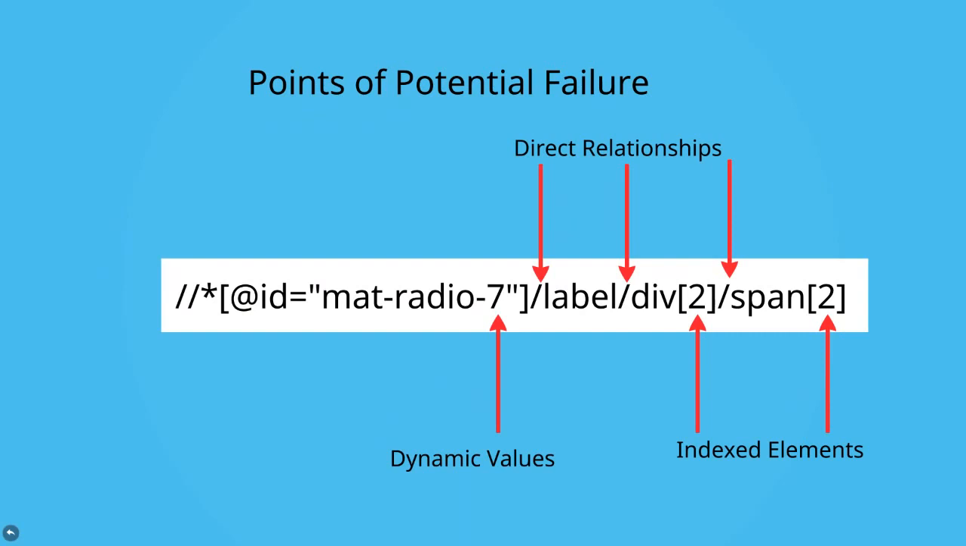And other problems here are everywhere that you see a single / represents an immediate hierarchical relationship that has to be maintained for the selector to remain valid. Introduce one or more wrapping divs, or put that label inside a span, and now this selector is broken. And the indexes are the same way. The index selects the number 2 div and the number 2 span. That relationship is not only a direct relationship, but you can't introduce any more siblings above that element or you're going to break the selector.